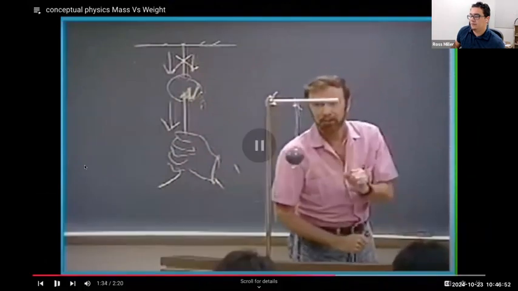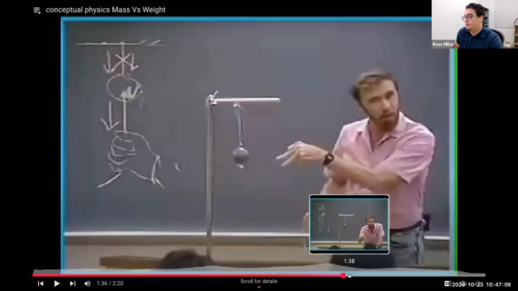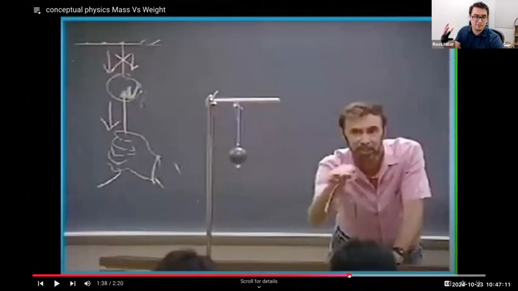Why did the bottom string break? So now he whips it fast and the bottom string breaks. And it's because there's no time for any of that effect to translate up to the top string, and that's due to the inertia of the ball. So you can protect things sometimes with the inertia of something else.